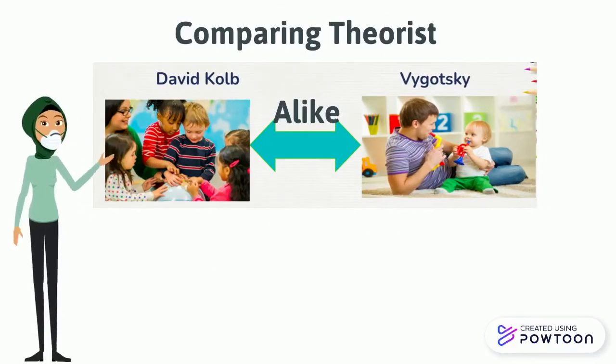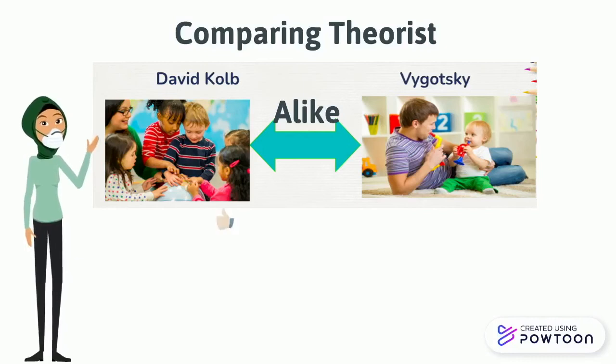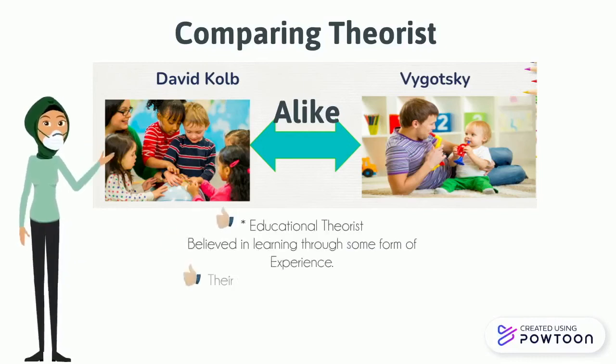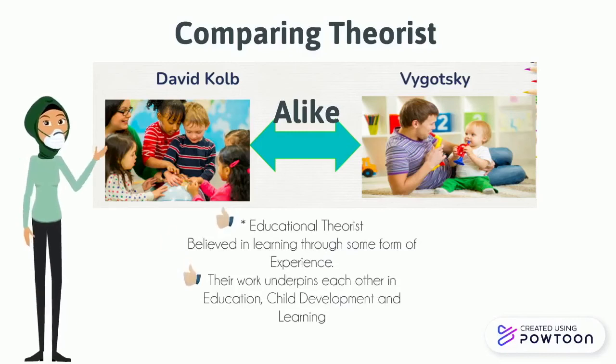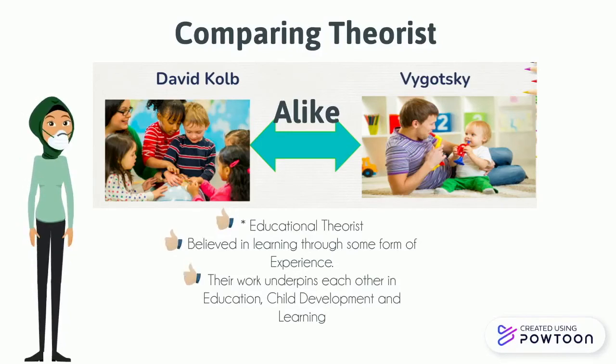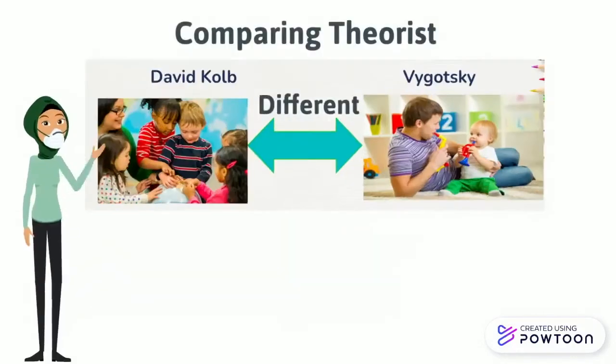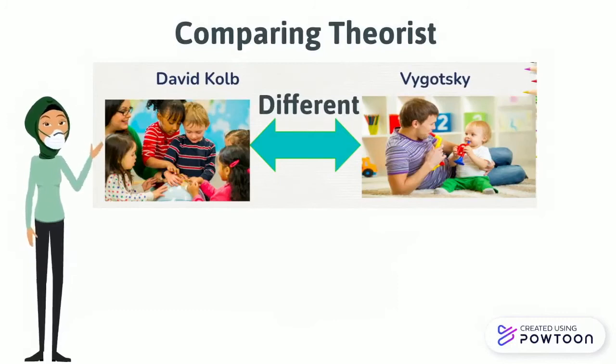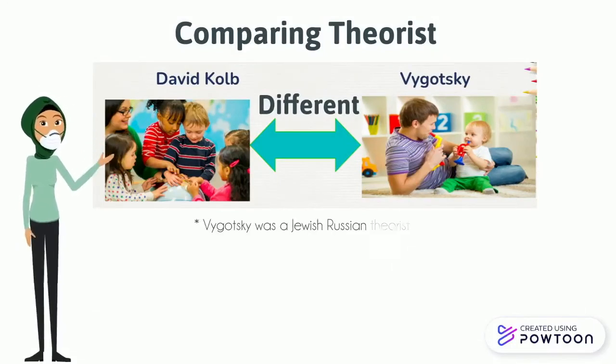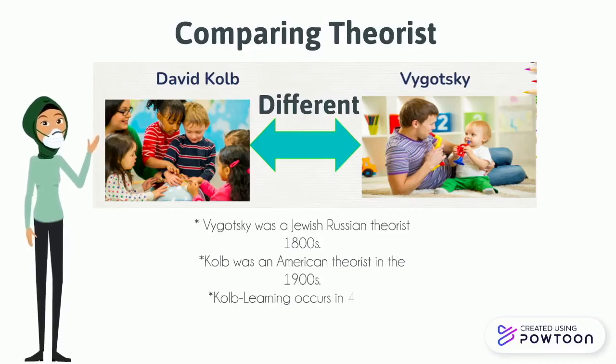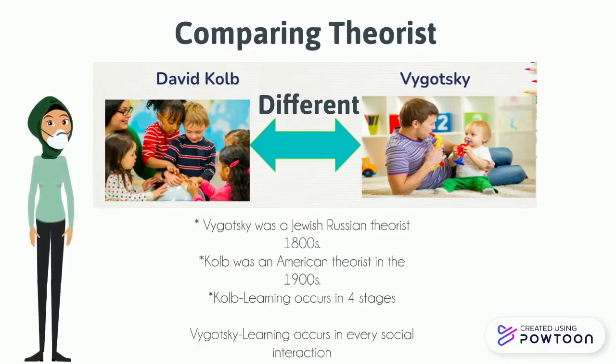How are these two theories alike? Both David Kolb and Lev Vygotsky were educational theorists. They believed in the power of learning through experience, and their work underpins each other in the field of education, child development, and learning. One noted difference between these two theorists is that Vygotsky was a Jewish Russian theorist in the 1800s, while Kolb was an American theorist in the 1900s. Another difference is that Kolb believed that learning occurred in 4 stages, while Vygotsky believed that learning occurred in every instance that there is social interaction between learners.